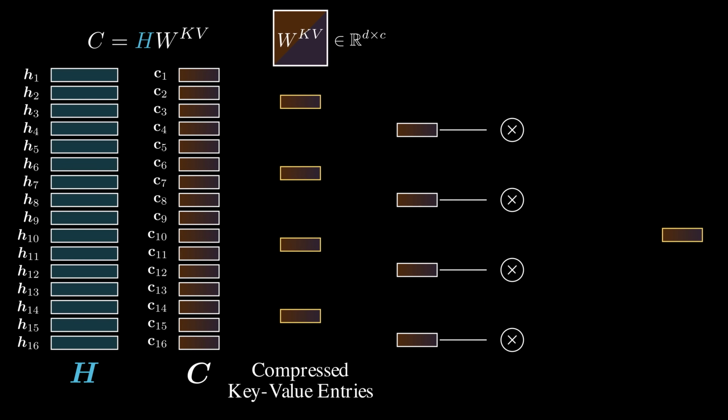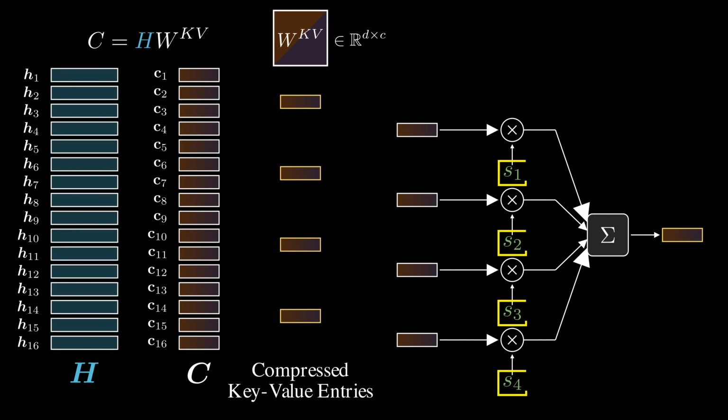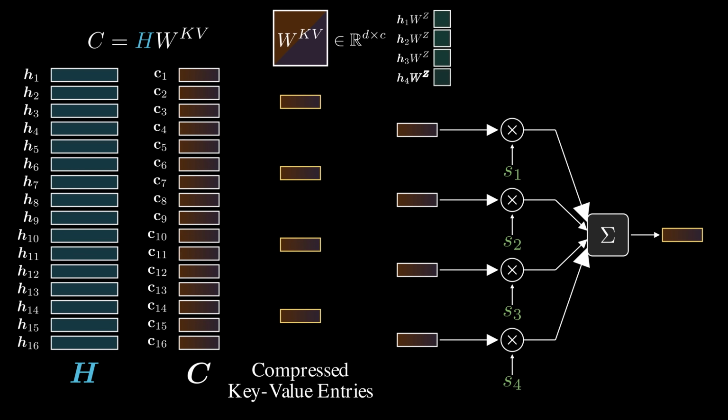The simplest approach is to average the 4 KV entries. This works, but clearly it's not ideal. Information from an important token may be diluted by the other tokens in its group. To address this, we use data-dependent weighting. More specifically, we compute a scalar score for each token in the group using a dot product between its hidden state and a learned weight vector.